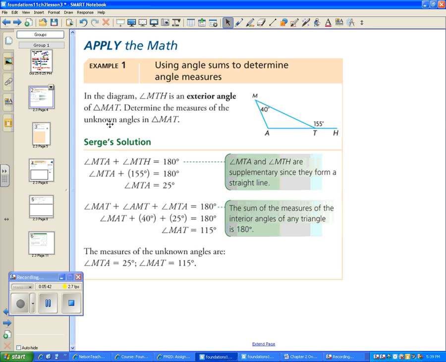So we have a triangle MTH. This angle right here is an exterior angle. It's called the exterior because it's on the outside of the triangle. Determine the measurements of the unknown angles. And this is what Serge did.